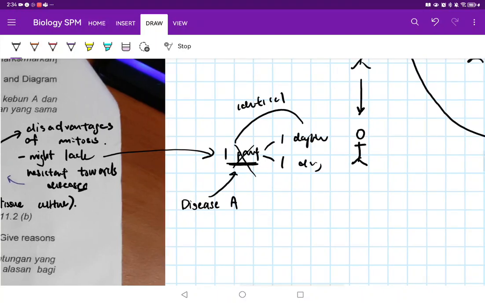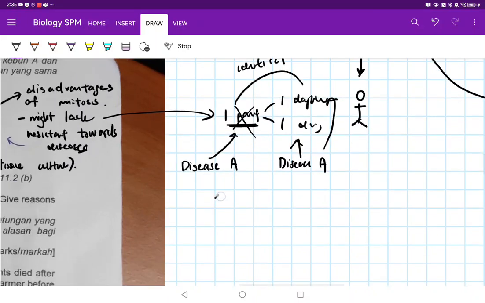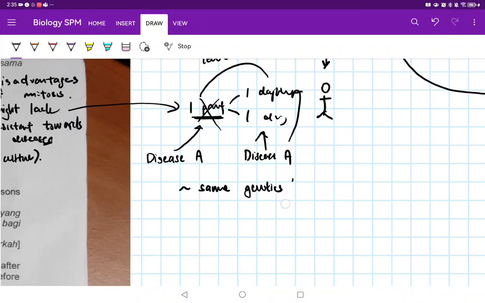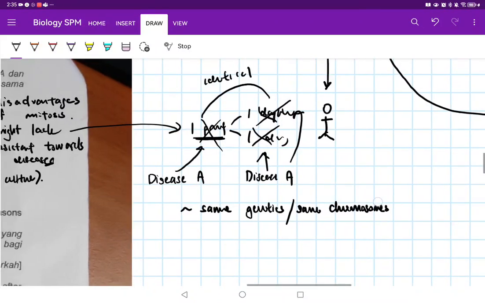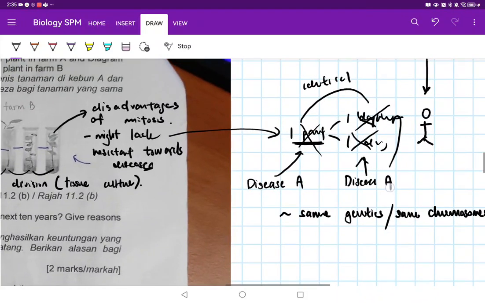And then so, if you put this disease A into the two daughter cells, what do you think will happen? Since they inherit the same genetics, the same chromosomes, right? Then they are also going to die. So this is one big disadvantage of mitosis. If the parent cell dies to a certain disease, the daughter cells are going to die also.